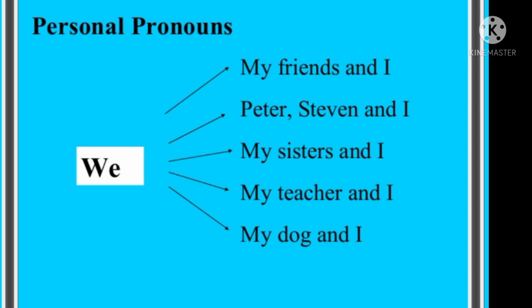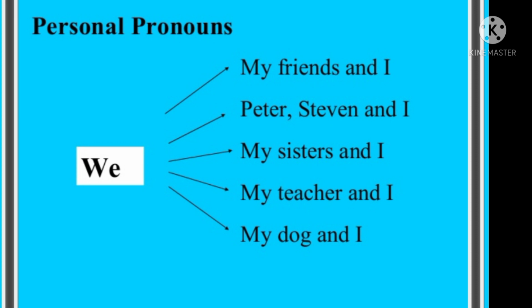See these nouns. My friends and I, Peter, Stephen and I, my sisters and I, my teacher and I, my dog and I. For all these, you can use the pronoun we. All these nouns can be replaced by a single word that is called we. For example, my friends and I went to a movie. We watched it till the end. So in the second sentence, instead of my friends and I, I have used we.